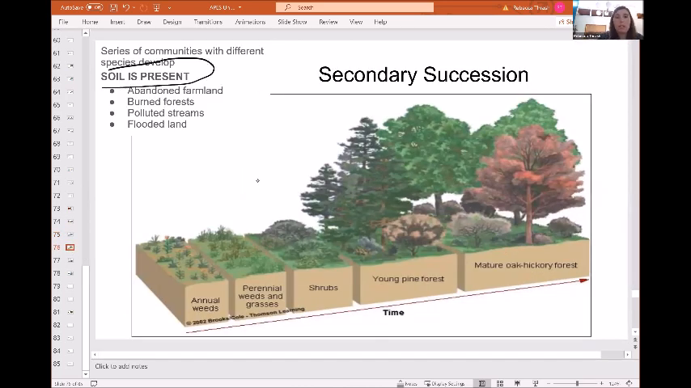Secondary, though, you didn't move the soil. The soil is still there. Shorter amount of time because you skipped the hardest part, which is making soil. So things like flooded lands, a polluted stream, burned forest.